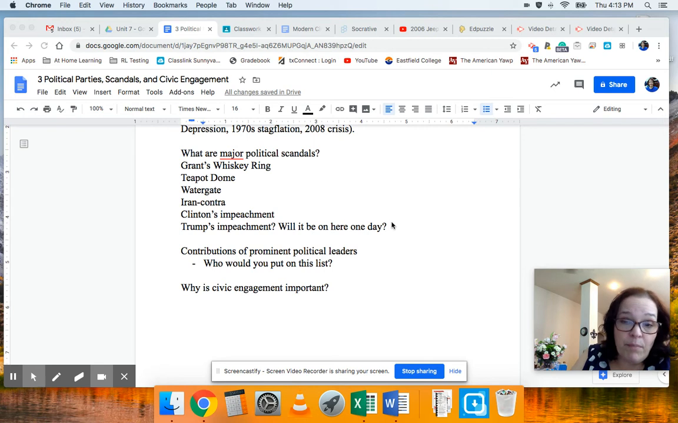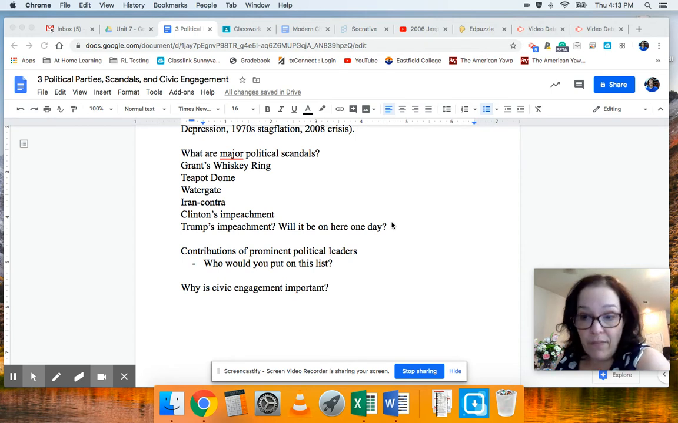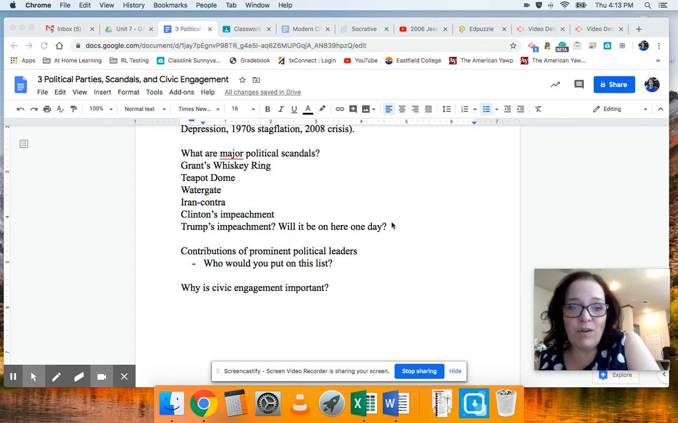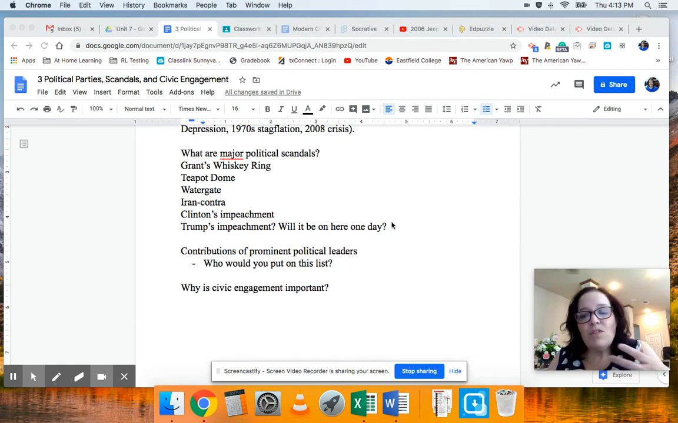So you've got prominent political leaders, Teddy Roosevelt, of course, Franklin Roosevelt. Who would be the political leaders you would put on there? Who do you think made a difference in the way politics functioned, the way parties work together, the way the branches work together? The Supreme Court, the Warren Court, right? That declared Brown v. Board. So there's lots of ways you could identify prominent political leaders. So just think in terms of that.